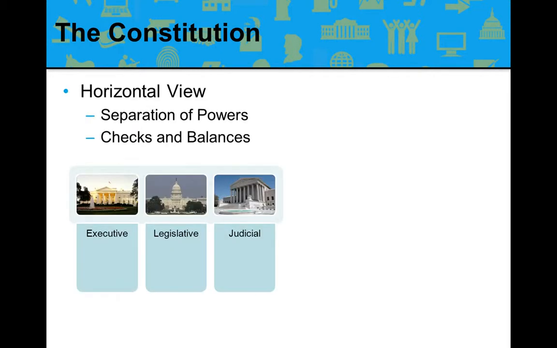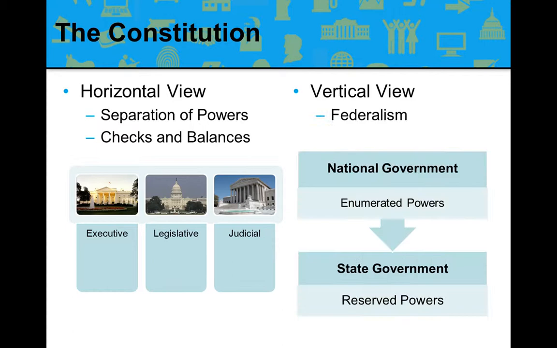So if we think about how to view the Constitution, one way is to think about a horizontal view, the separation of powers, where you have the executive, legislative, and judicial branch all checking on the powers of each other. So we have a separation of powers and a checks and balances, and I'll say a few more things about that momentarily. The other way to think about it is a vertical view, where we're going to talk about federalism in the next week.